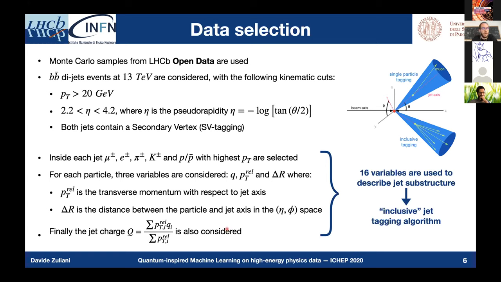As a final variable, we select the jet charge, defined in the following way. So we are selecting 16 variables for each jet to describe the jet substructure. So we are using a so-called inclusive jet tagging algorithm. In the picture here, you can see the difference from the standard tagging algorithm, which relies on one single particle, and the inclusive tagging that we have used here.